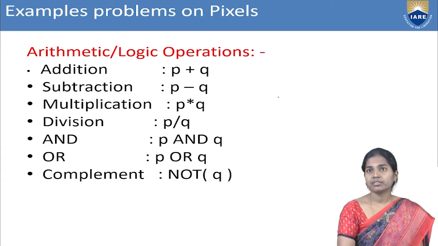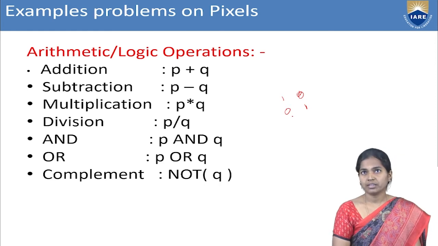For example, if the Q value is 1, then with the use of complement it is 0. If it is 0, then it becomes 1. This is the complement, among the arithmetic and logical operations.